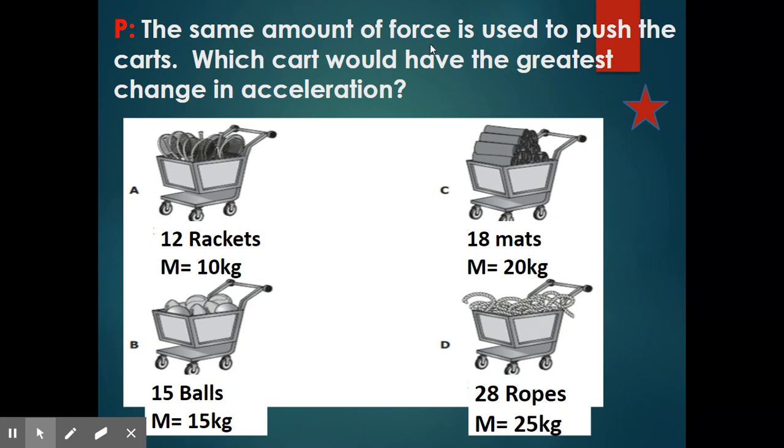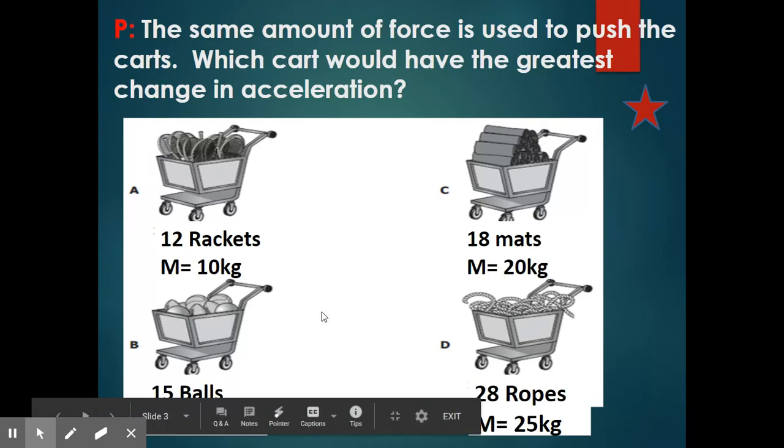The same amount of force is used to push the carts. Which cart would have the greatest change in acceleration? So very similar to our last problem, what you want to understand is are the forces held constant? And in this situation, yes, they are, because we're using the same amount of force to push the cart. So the cart with the less mass is going to have the greatest change in acceleration.